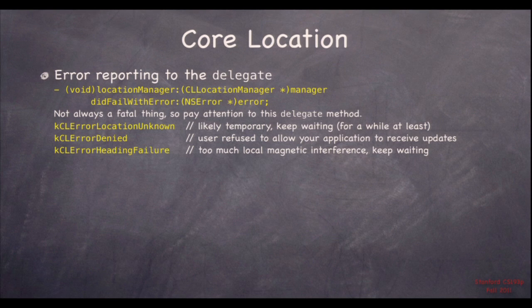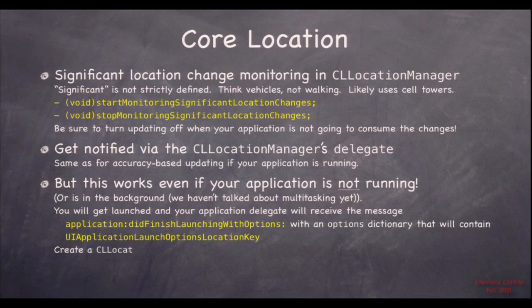A lot of times you get errors and it's like, well, there's an error, too bad, I can't do anything about it. But with this one, there are things like they didn't do the figure 8, so I can't get good heading information. Then you'll get that error, and you'll know that's what happened. Or you'll get the error that it was denied, because the user said, no, I'm not giving you location services. So pay attention to that delegate method.